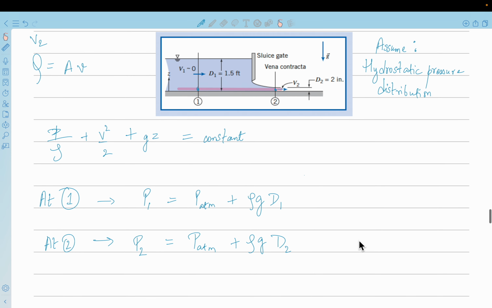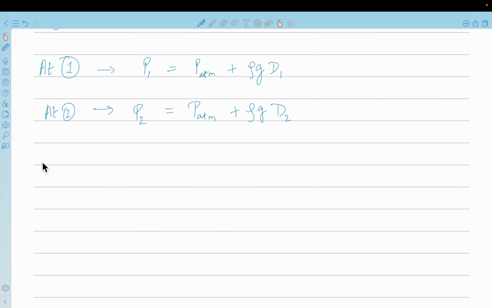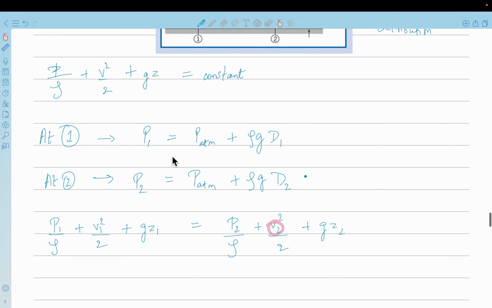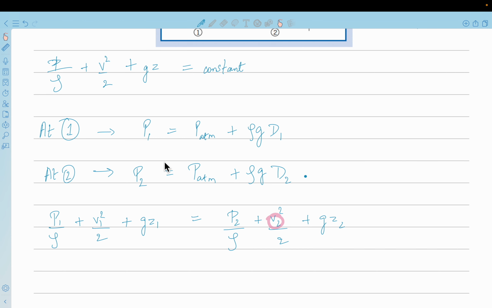Alright. Okay, so let's then start. We'll apply Bernoulli's equation. So we have P1 by rho plus V1 square by 2 plus Gz1 is equal to P2 by rho plus V2 square by 2 plus Gz2. Of course, we have to find V2, right? So that's what we have to find. P1 and P2 we have just now written down. What about Z1 and Z2? What will we take as Z1 and Z2 here?